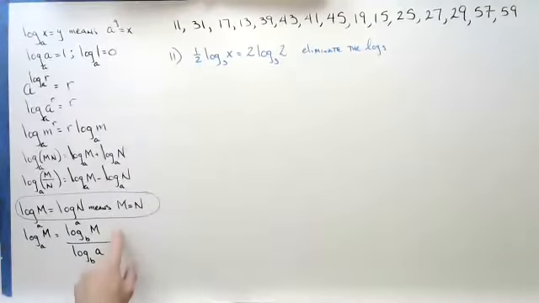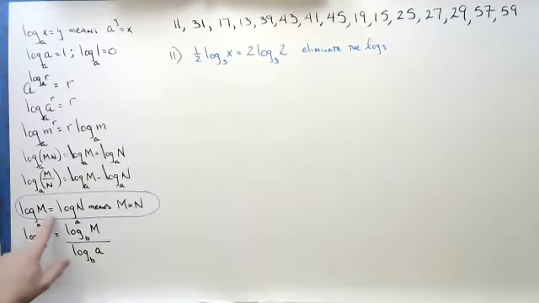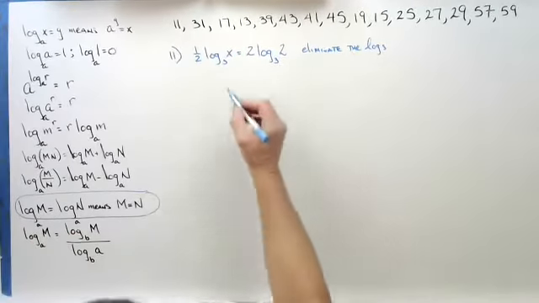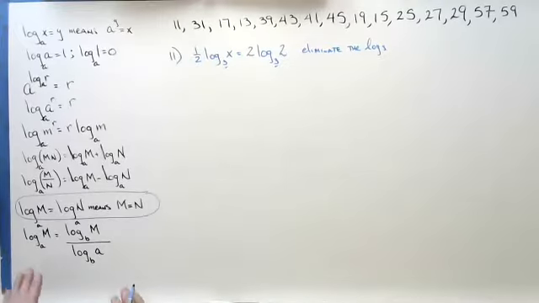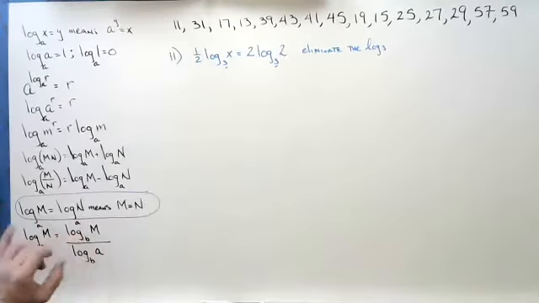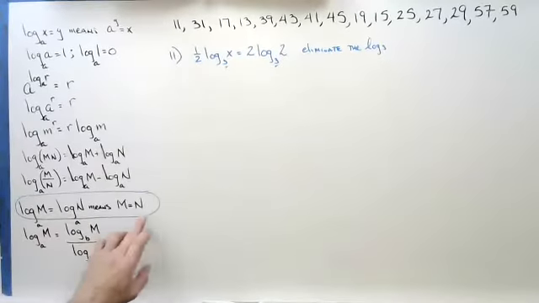And this property has a circle around it because we use it a lot. That's why I put a circle around it. It says if we have a log that is equal to a log, and they both have the same base a, then if they're equal, their arguments have to be equal. The thing we're taking the log of, we call that an argument. The arguments have to be the same.